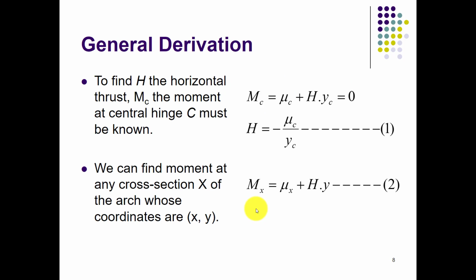So the general derivation is, if you take the moment at hinge point C, then you will have some value of moment at point C due to internal forces or external forces. And here is an equation to calculate the horizontal thrust, which is the moment at point C, which is due to the internal forces and external forces. Internal forces are the reactions and external is the applied loading. YC is the maximum distance at the midspan. In this way you can calculate the horizontal thrust or horizontal reaction.